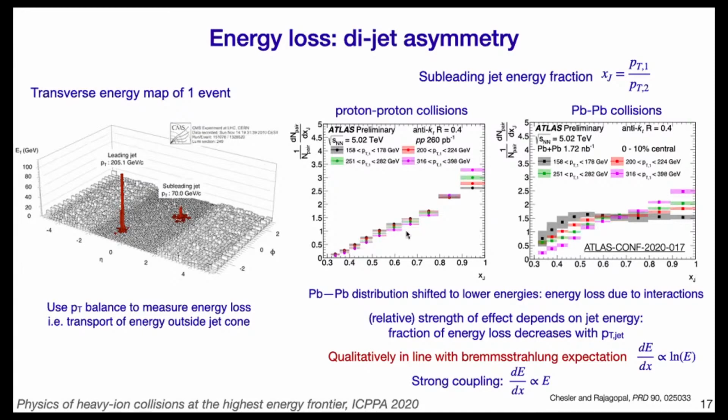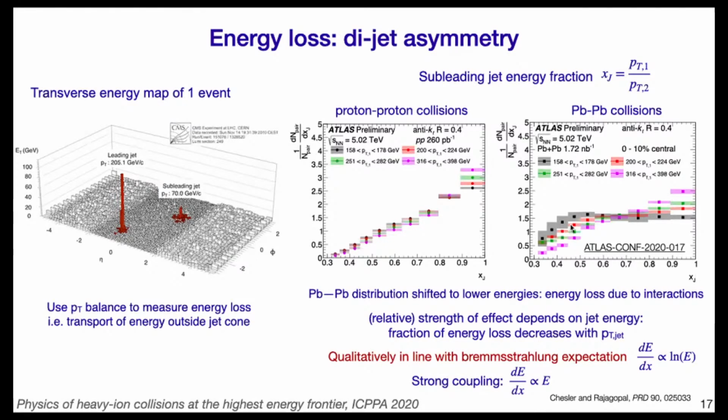But if we then compare that picture to what we see in lead-lead collisions, this is shown on the right, you see that these asymmetry distributions are much broader, meaning that there are many more cases where you have a very asymmetric dijet. For example, the black points, you see almost as many cases where the recoiling jet is only half the energy of the leading jet.